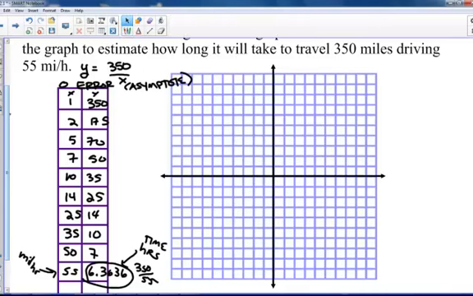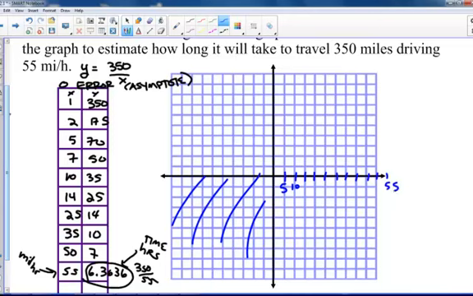So if we were going to graph this, it really wouldn't make sense to have a negative time, so I'm not going to worry about this quadrant info. It wouldn't make sense in the real world. But if we go by 5, this would be 55 out here. And then on the x-axis, we need to get up to 350. So how about we go by 50s?